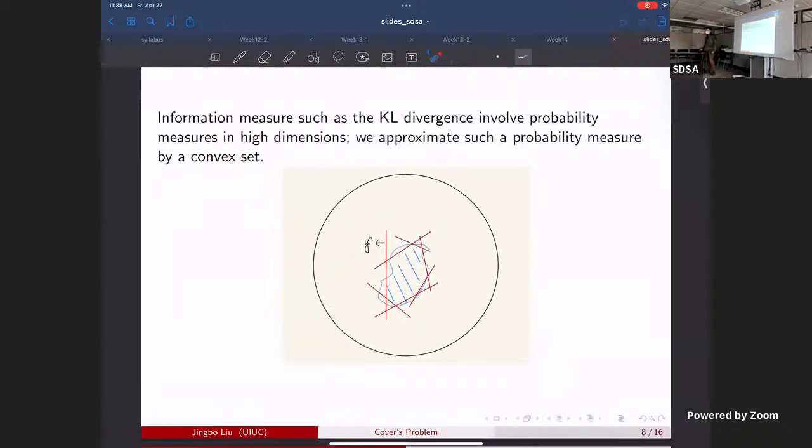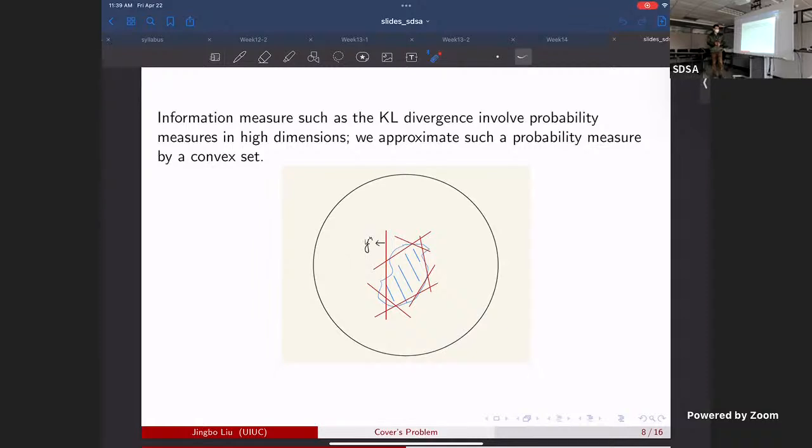Roughly speaking, we can think of information measures as functionals defined on the set of probability measures. On the one side, we have some probability measures, and I will represent these probability measures as a set colored in blue. And on the other side, I want to use tools from convex geometry. So I want to approximate this set in blue using some convex sets. And you know, a convex set can be defined as the intersection of some half spaces. So in this figure, the right convex set is the intersection of some half spaces. It is this polygon.